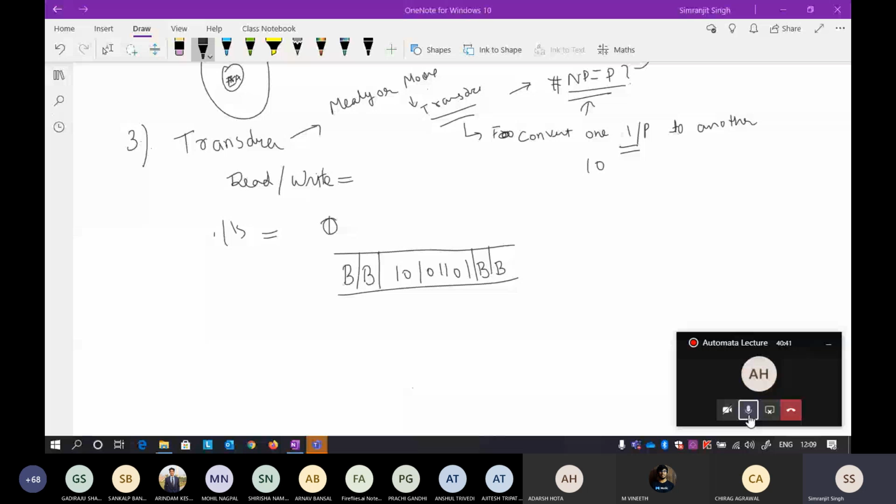I'll give you a hint in this one also. There is no need to go to the final state. There is also the possibility that there is no final state in a Turing machine. That is fine. So you do this.